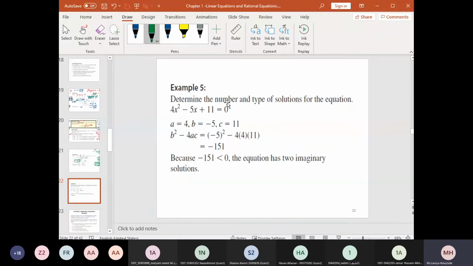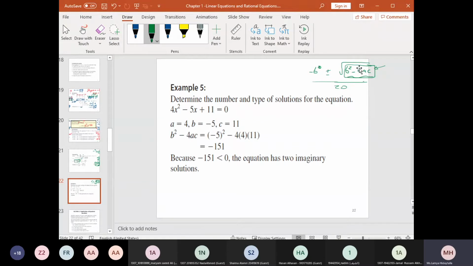Now here is another example: determine the number and the type of solution for the equation. So I have to say whether I have two imaginary solutions, or one unique solution, or two real solutions. And we know this from the part b square minus 4ac, because it is the part under the square root. The formula was minus b plus or minus square root of that over 2a, correct? What matters to me to know the type of the solution is to look at this part here.